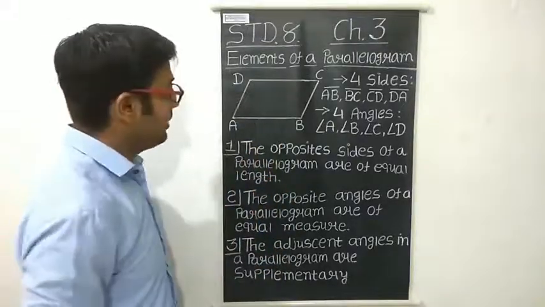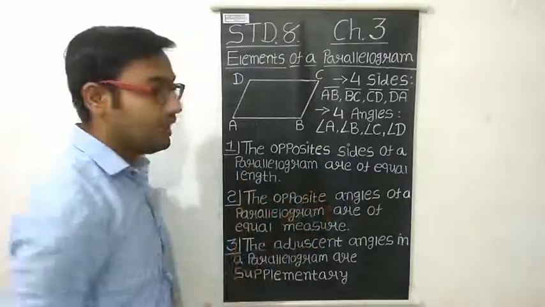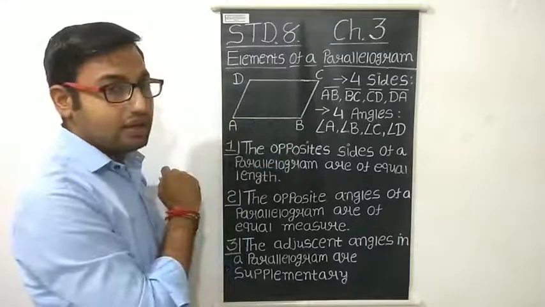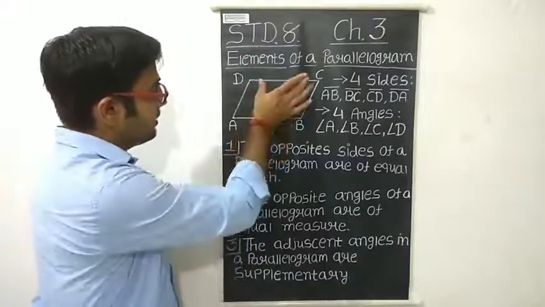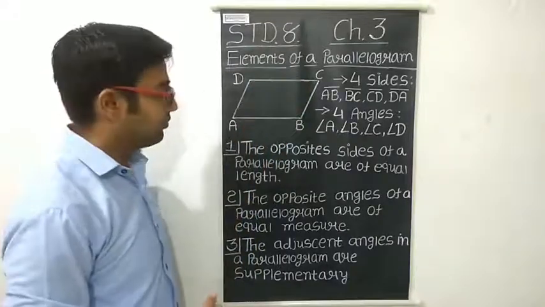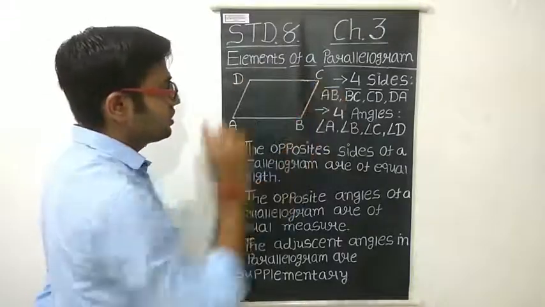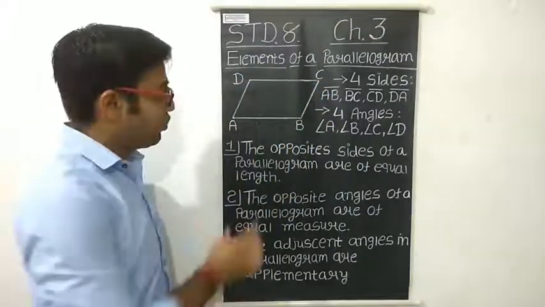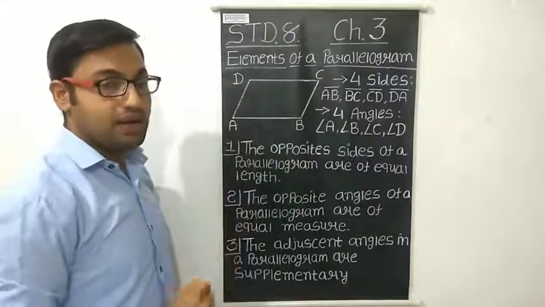Okay, so the next element is: the opposite sides of a parallelogram are of equal length. Opposite sides, that means if we consider AB, then the opposite side of AB is CD. And it is the property that AB and CD are equal. So AB is equal to CD, that we can write down. Also, if we consider side AD, then its opposite side is BC, and AD and BC are also equal. So both pairs, AB and CD, and AD and CB, are equal.